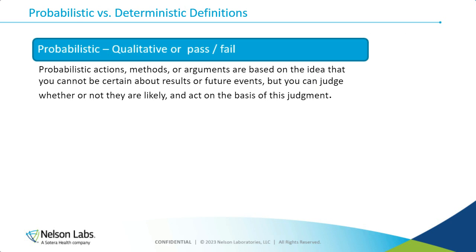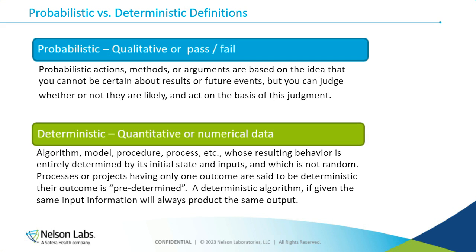The probabilistic versus deterministic, to get started with that. Probabilistic methods are qualitative. They're pass or fail, whereas the deterministic methods are quantitative. So you're getting a numerical result. And that's part of what makes these better.